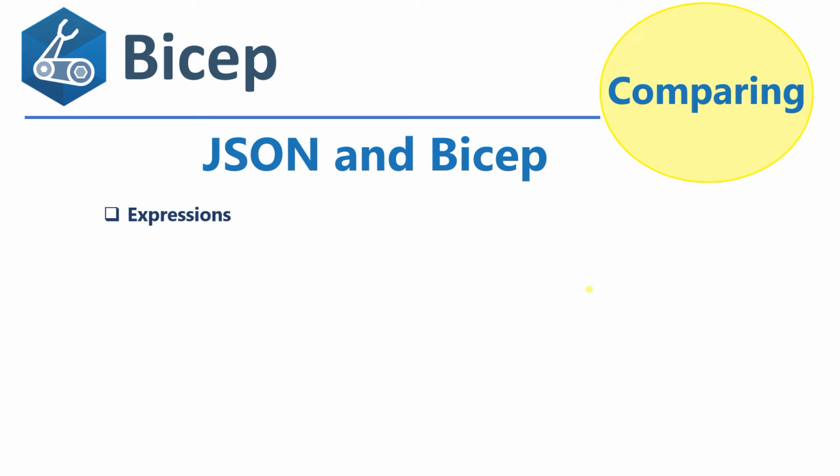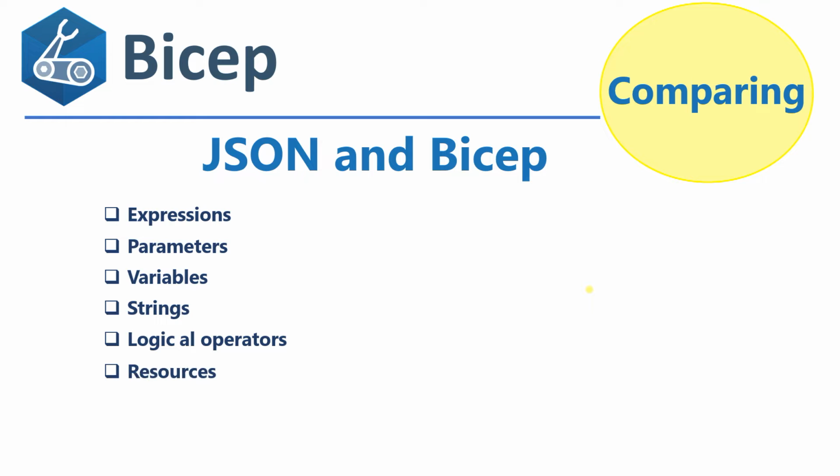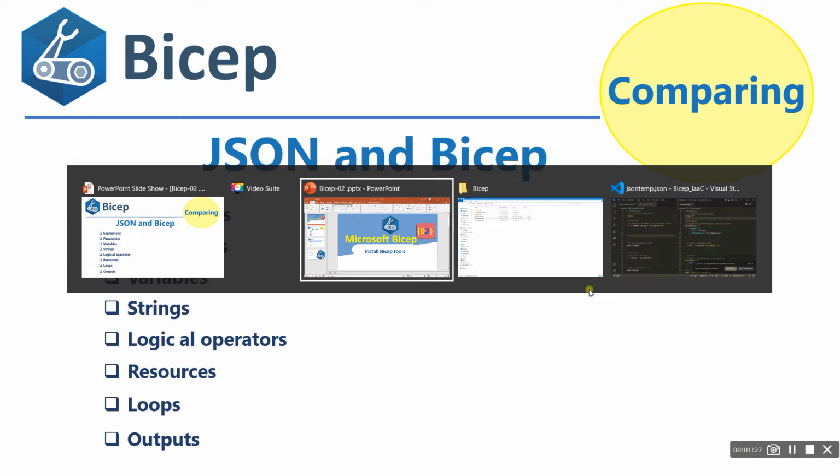How we use expressions, parameters, variables, settings, logical operators, resources, loops, and outputs. These are the things we are going to see in comparison. So how we write an expression in JSON as well as Bicep, how we use the parameters, the variables, the logical operators, like that. So let's get started on the code.